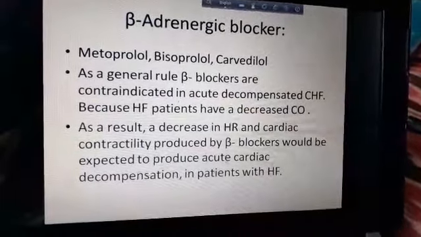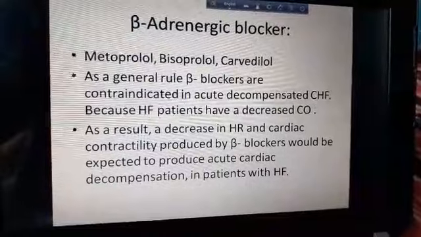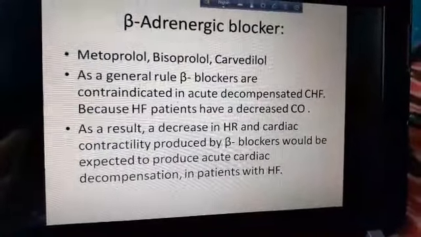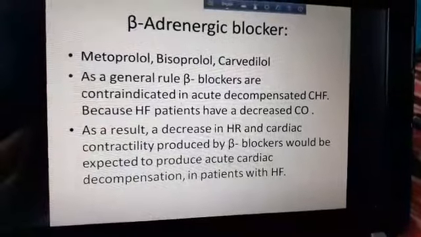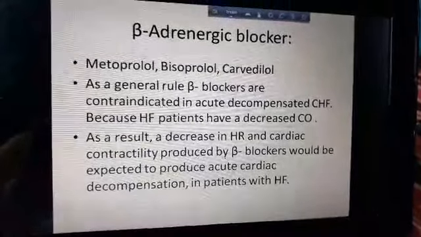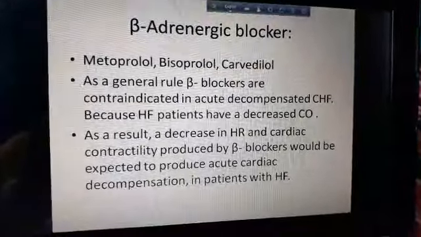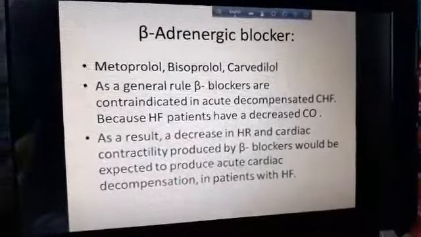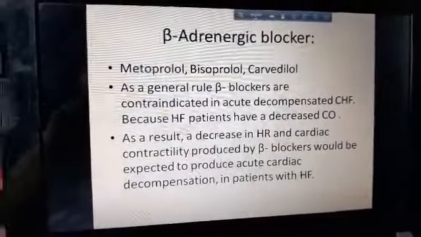Next, we have discussed ACE inhibitor, ARB, spironolactone, and digoxin. Next, beta blocker. Beta blocker is also an important part, because it decreases the sympathetic activation. Metoprolol, bisoprolol, carvedilol. So remember, not all beta blockers are used. Preferably we use carvedilol. We can use metoprolol and bisoprolol also in treatment of heart failure.